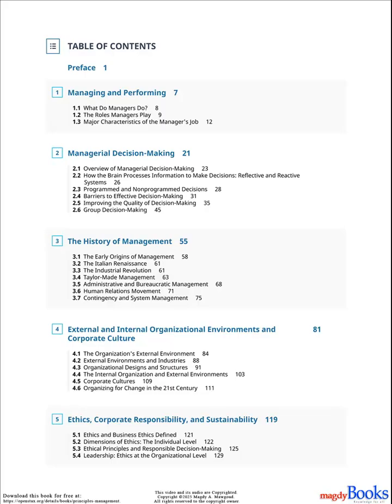2. Managerial decision-making. 2.1. Overview of managerial decision-making. 2.2. How the brain processes information to make decisions. 2.3. Reflective and reactive systems. 2.4. Programmed and non-programmed decisions. 2.5. Barriers to effective decision-making. 2.6. Improving the quality of decision-making. 2.7. Group decision-making.